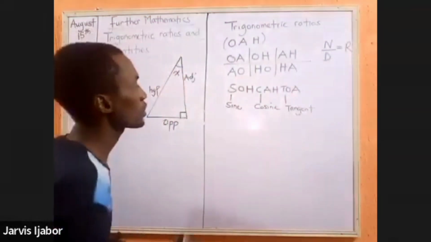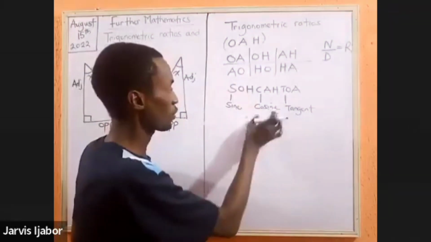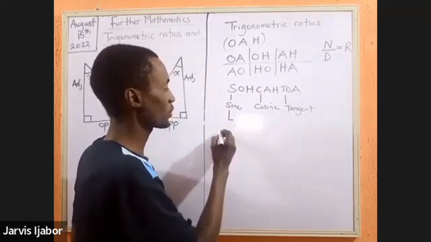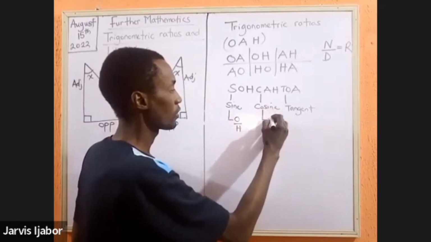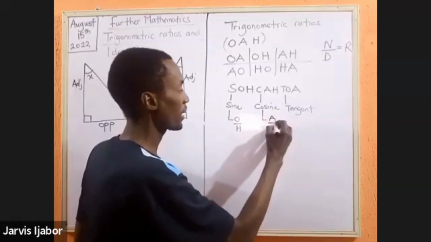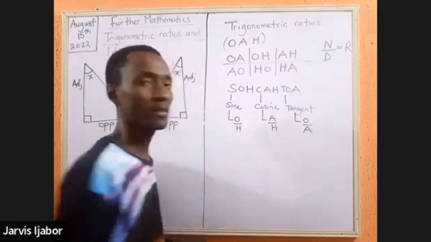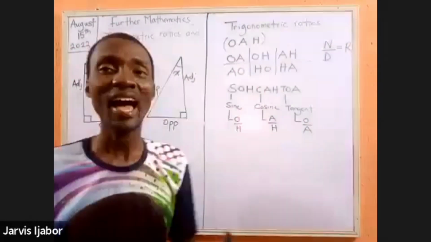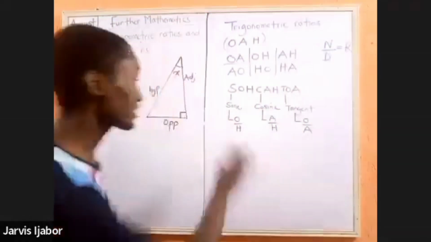All right. So we look at this. Sine is this, cosine is this, tangent is this. Now, for me, I usually choose to write it this way. I write O over H, A over H, and this is O over A, where O stands for opposite, A stands for adjacent, and H will stand for what? Hypotenuse.